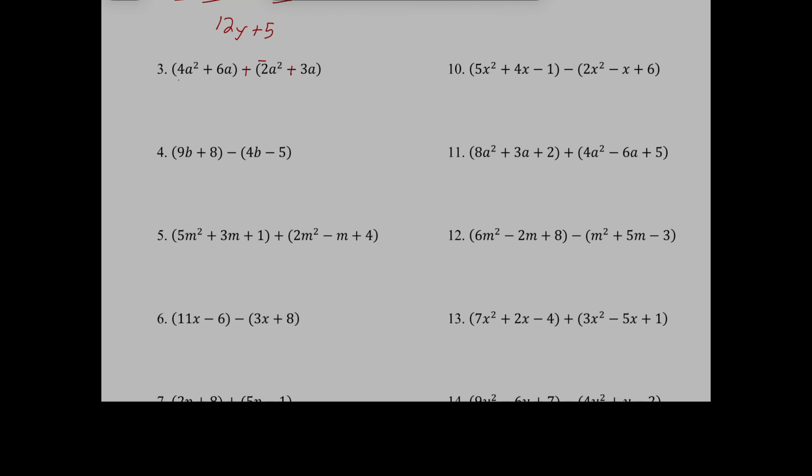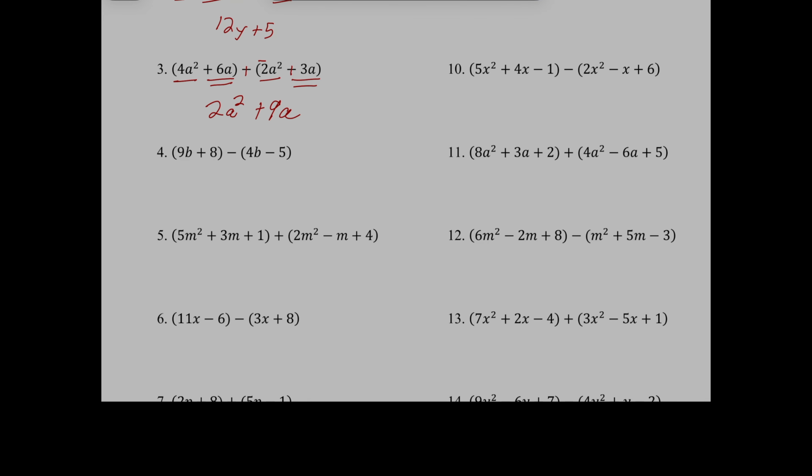Now that we have that, here's my a squareds, here's my a's, and now I just combine them together. 4a squared plus a negative 2a, signs are different. Subtract, keep the sign of the bigger number. I'm going to write a squared, not a to the fourth. When we're combining like terms, remember, we just copy the variable. And then I have a 6a plus a positive 3a, which is a positive 9a.